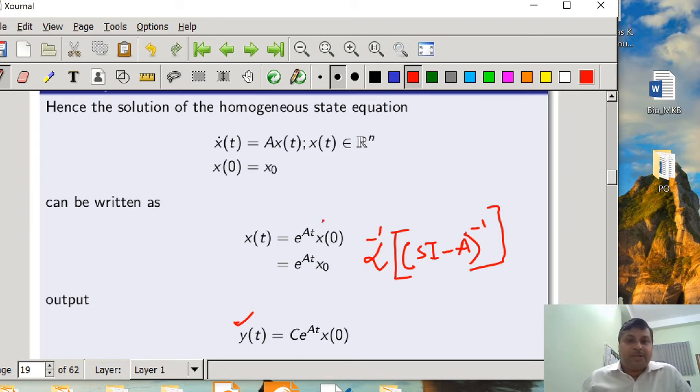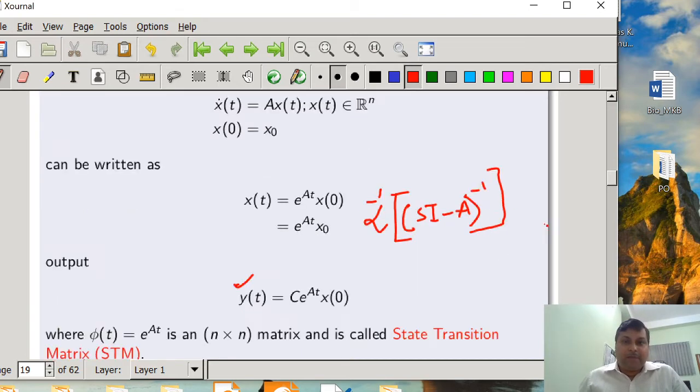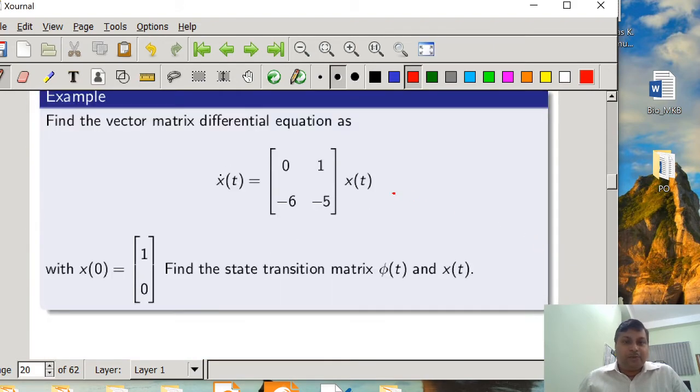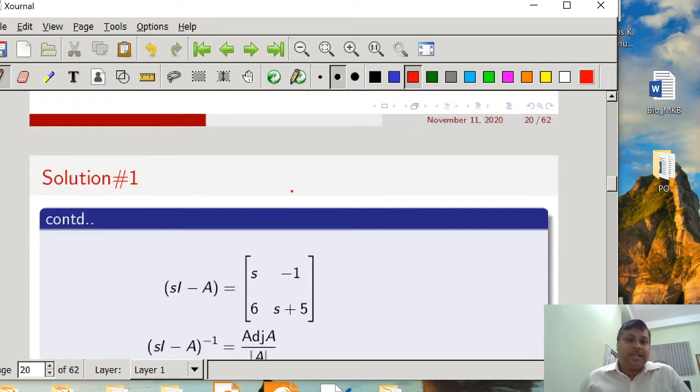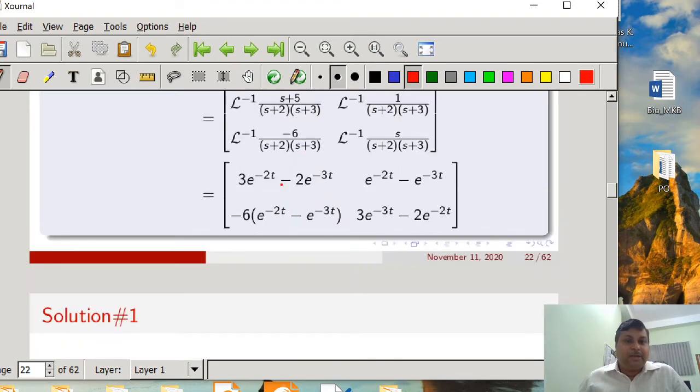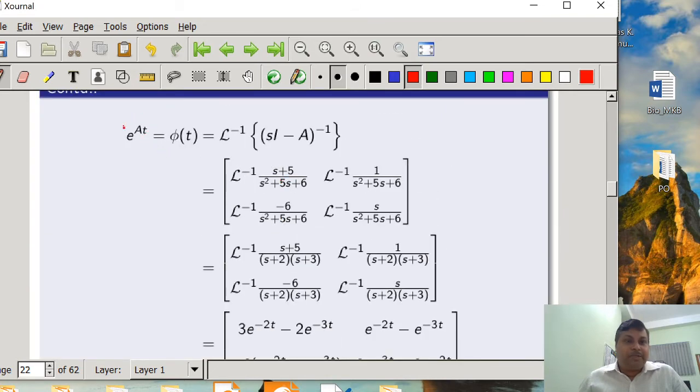As I have mentioned, there are several approaches to compute e to the power At, and some of the methods we will discuss in the course: the Laplace transform approach, then the Cayley-Hamilton theorem and the diagonalization approach. Two of the methods we have already discussed, and one important thing we observed is that if we have a system whose eigenvalues are real and distinct, then e to the power At is also an n by n matrix.